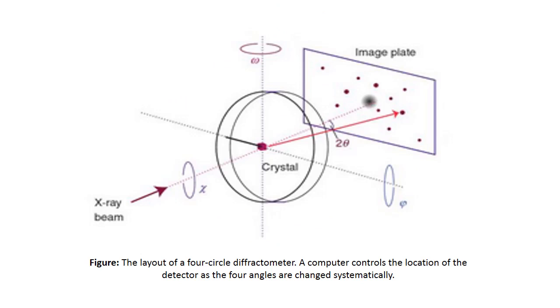You can see this image. It is also the layout of a 4-circle diffractometer which is controlled by a computer. You can see at the center a crystal is present and 4 circles are shown, which may be X, Y and Z axis and one at the center.